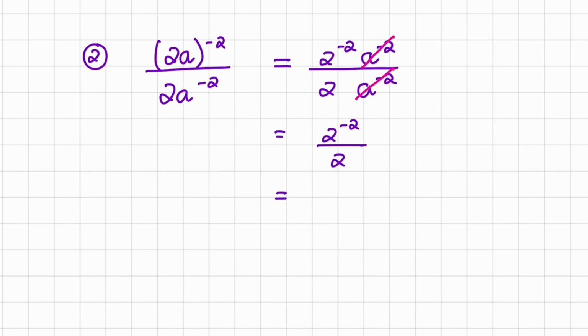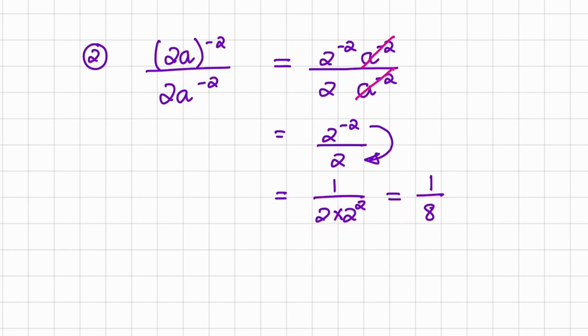And if you would like, you can move this negative exponent with its base to the bottom of the fraction. So that becomes 1 over 2 times 2 to the power of 2. And if I multiply out, that becomes 1 over 8. Because 2 times 2 squared is 8.